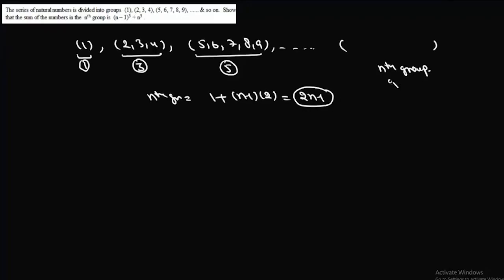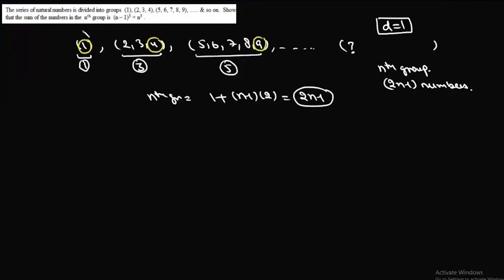So we'll have 2n minus 1 numbers. Now we know that in each group the numbers are in AP whose common difference is 1. So we have a common difference of 1. We need to find this first term. Now there are many ways to find this first term. Now what we can see is, here this is 1, for the second one it is 2, for this third one it is 9.